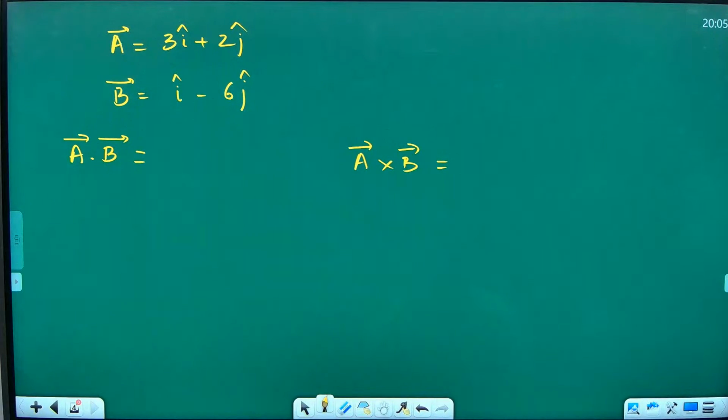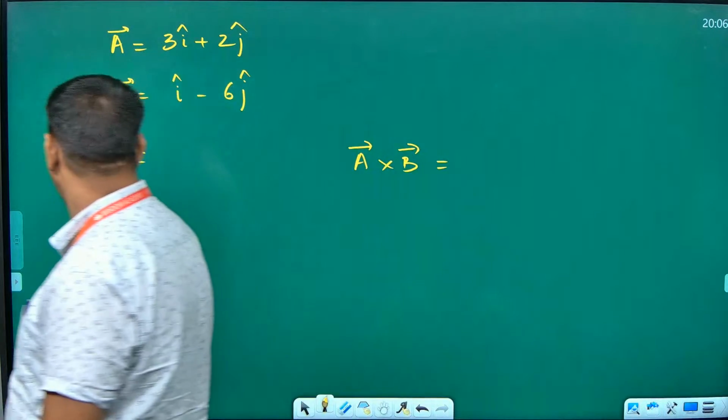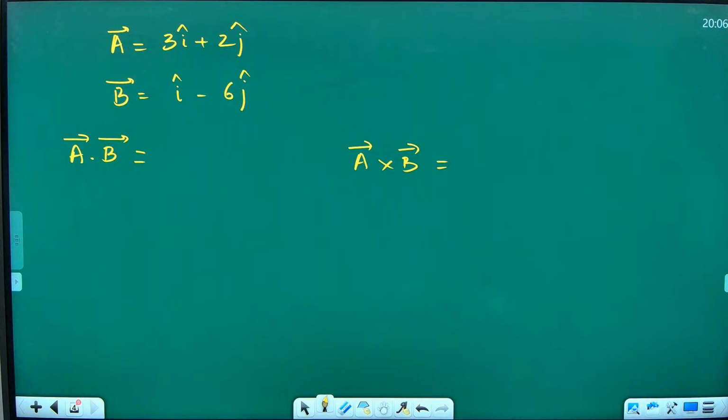Minus 9. Correct. A cross B, you should solve properly. Minus it will not come, Ravi. Minus 9 will come. Sir, 3 into i cap plus 3 into 2 is 12, minus 12. j cap 1. So 3 minus 12 is minus 9. Then?